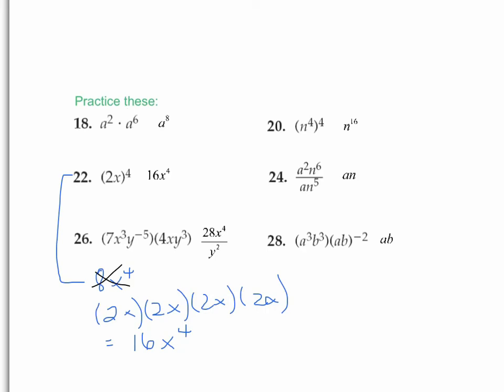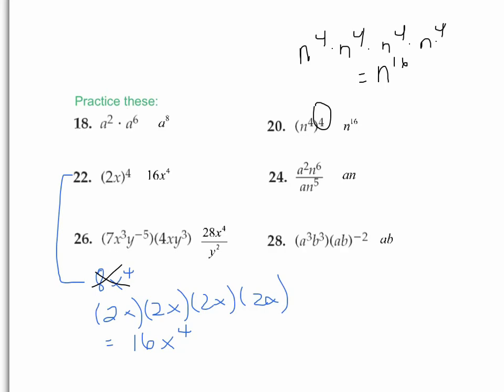Similarly with this one, number 20, think about how to multiply that out. That really means 4 sets of n to the 4th. So that's n to the 4th times n to the 4th times n to the 4th times n to the 4th, which gives you n to the 16th. We've got 4, 4, 4, 4. 4 sets of 4, that's 16 times that n is multiplied by itself.